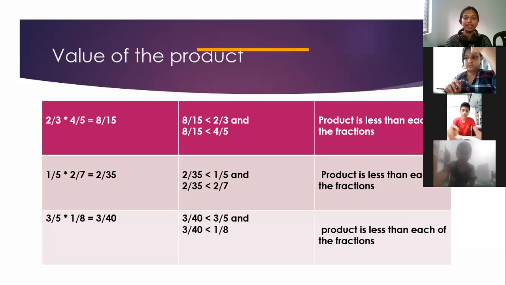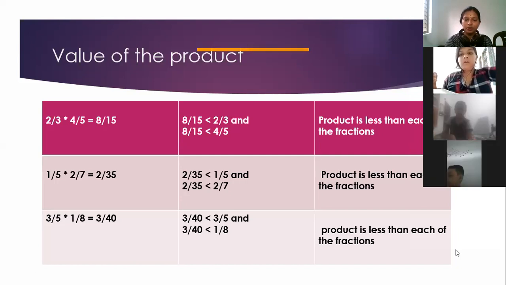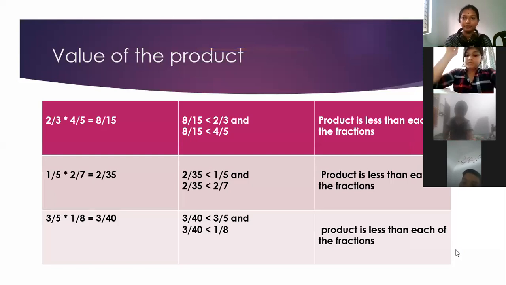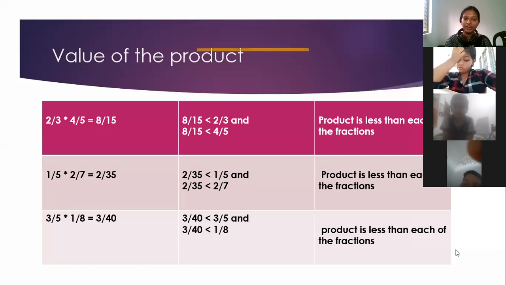Okay, what is the number chosen by you? Which number have you filled in that column, Sri Vishnu? 5. Okay, then you will get 3 by 5 into 5 by 8. Then what is the product of 3 by 5 into 5 by 8? Page number 40. Value of the products.